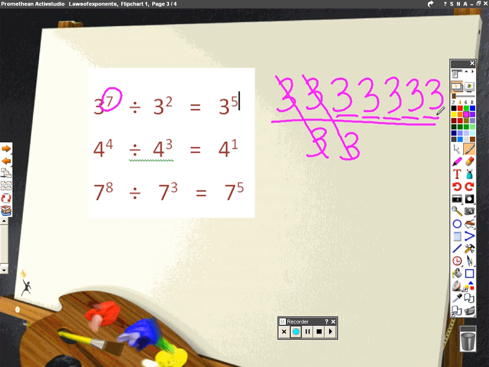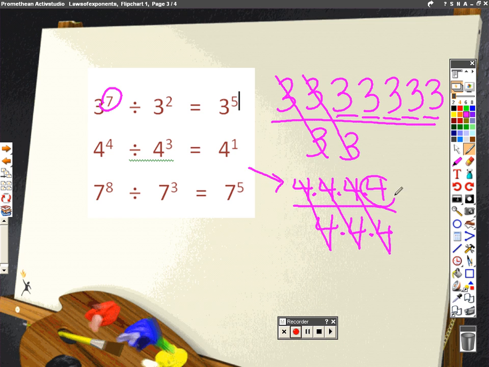Let's look at the next one. 4 to the 4th. 1, 2, 3, 4. Because 4 to the 4th means 4 fours multiplied together, not 4 times 4. 4 times 4 times 4 times 4. Okay? Divided by 4 to the 3rd. And exponents, remember, the operation is always multiply. Okay? Cancel, cancel, cancel. I am left with 1 4. So I could have written this as 4 to the 1st power or just plain 4. But I wanted you to see what it looks like with an exponent.